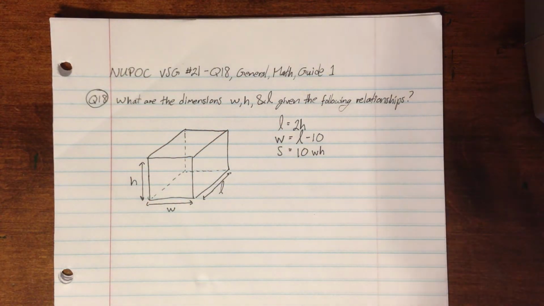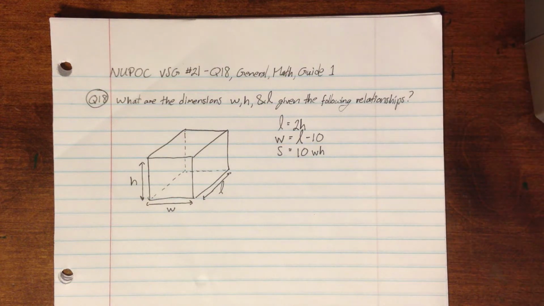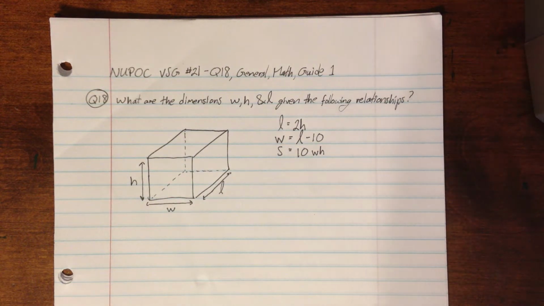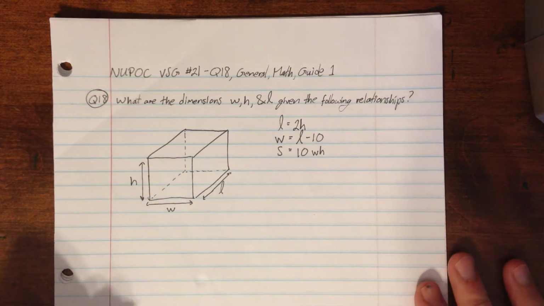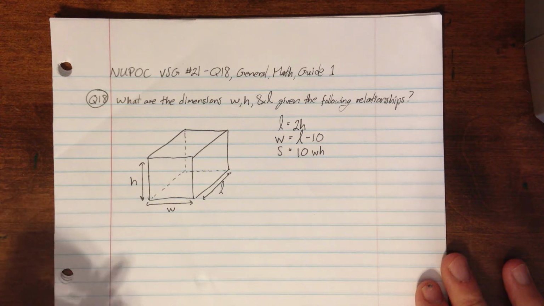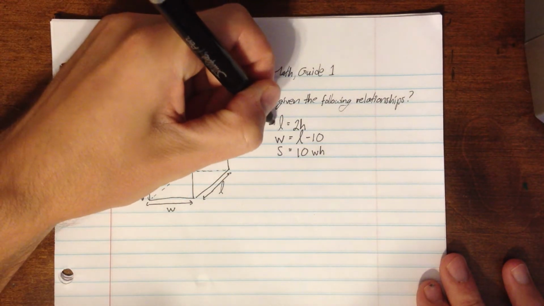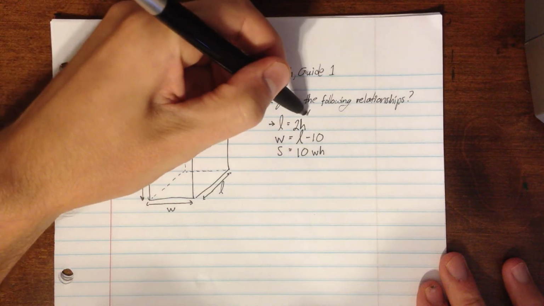Those of you who are following along with the guide will notice that the word problem in the guide is a little bit more verbose, but this is essentially what it's setting up for us. And if you're looking at the solutions, you'll notice that they go ahead and solve for L first. We're going to go through and just solve for H first.